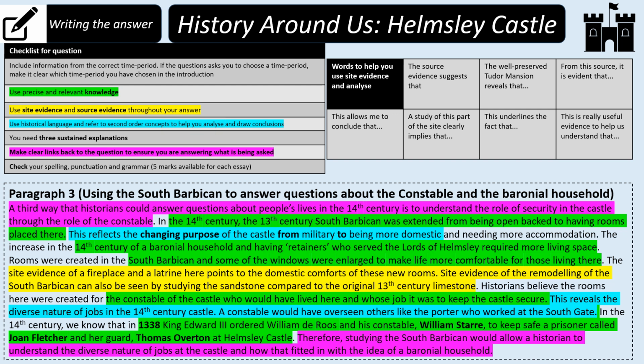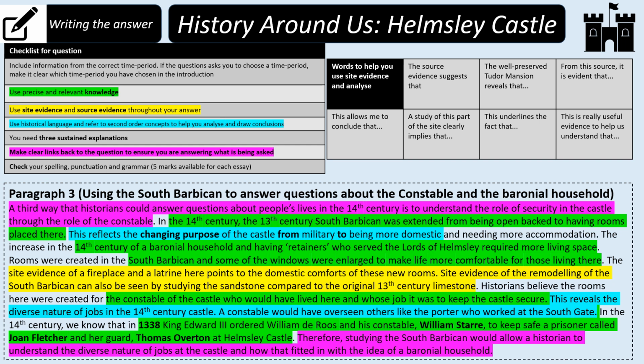Historians believe the rooms here were created for the constable of the castle, who would have lived here and whose job it was to keep the castle secure. This reveals the diverse nature of jobs in the 14th century castle. A constable would have overseen others like the porter who worked at the south gate. In the 14th century, we know that in 1338 King Edward III ordered William de Rys and his constable William Starr to keep safe a prisoner called Joan Fletcher and her guard Thomas Overton at Helmsley Castle. Therefore, studying the South Barbican would allow a historian to understand the diverse nature of jobs at the castle and how that fitted in with the idea of a baronial household.